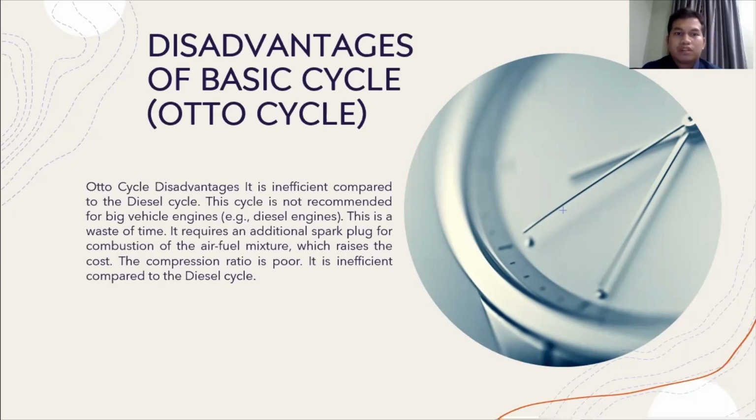My name is Muhammad Fakri Bizafini and I will present the disadvantage of the Otto cycle. The Otto cycle disadvantage is that it is inefficient compared to the diesel cycle. This cycle is not recommended for big vehicle engines, which is the diesel engine. This cycle is a waste of time because it requires an additional spark plug for combustion of the air-fuel mixture, which raises the cost. The compression ratio for this cycle is poor, and this cycle is inefficient compared to the diesel cycle.